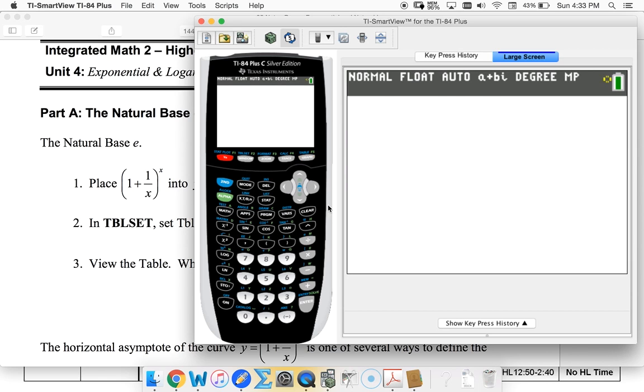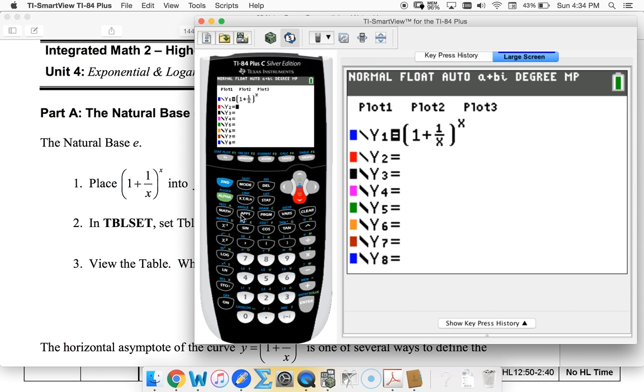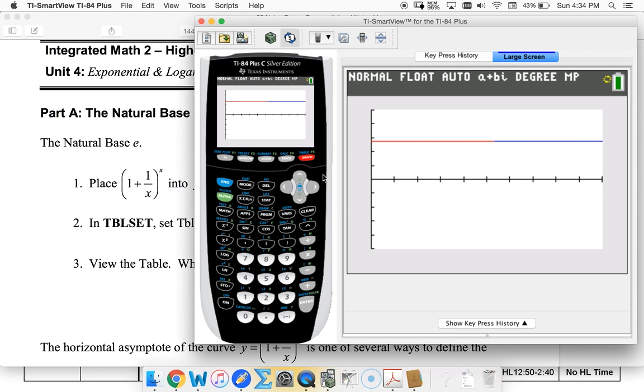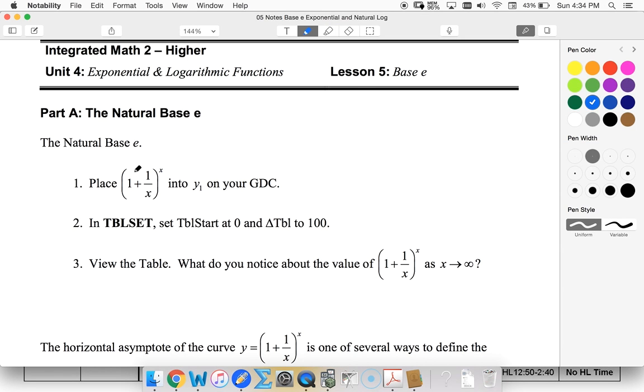And now let's go in and also graph our value of e. So I'm just going to graph e to the 1. And notice that those are the same things. So somewhere mathematicians along the way noticed this, that as x went to infinity, this value got closer and closer to this constant, and they just named the constant e. So as x goes to infinity, the expression goes towards 2.7, which we call e.